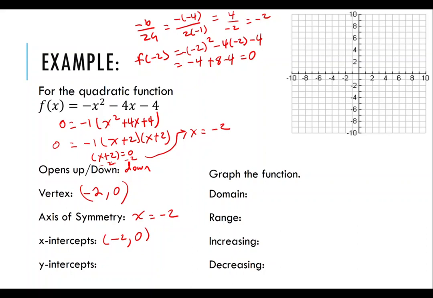Then to find the y-intercept, we just evaluate f of 0. But f of 0 is going to be negative 0 squared, or 0, minus 4 times 0, or 0, minus 4. And so our y-intercept is (0, -4). Now I think we have enough information to graph this. We have the x-intercept (-2, 0). That's also the vertex. And then we get the y-intercept (0, -4). And due to its axis of symmetry, I know that there's another point, (-4, -4), the same distance to the left of the center. And so I know now that this quadratic looks like this. Once again, this is not sharp, it is curved and smooth.